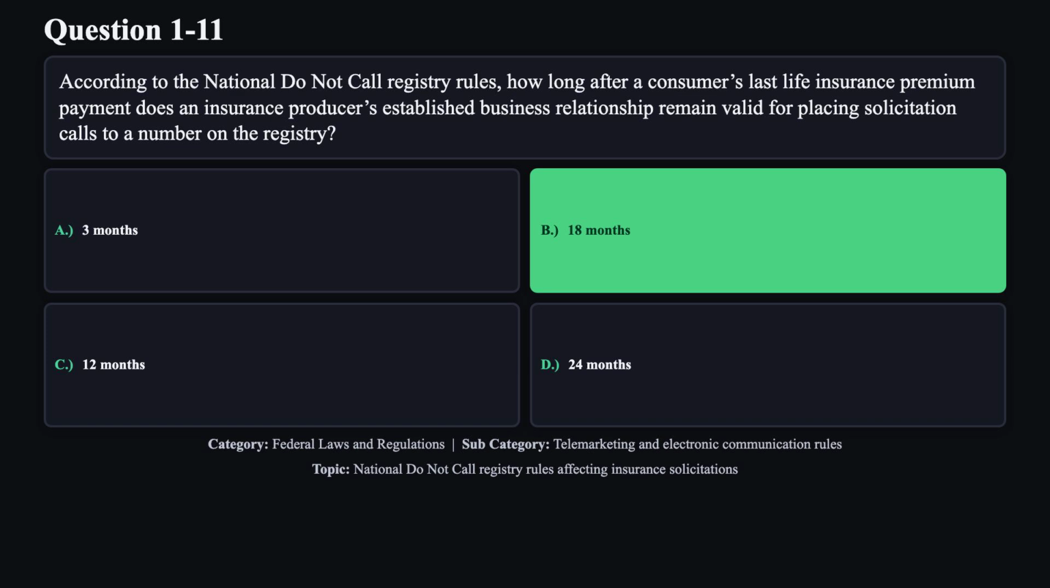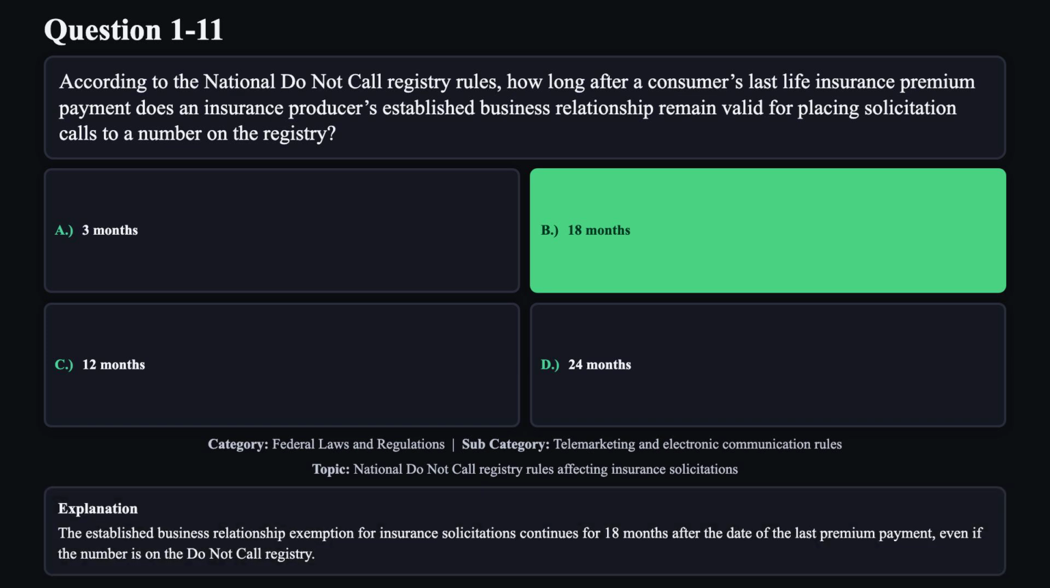The correct answer is B. The established business relationship exemption for insurance solicitations continues for 18 months after the date of the last premium payment, even if the number is on the Do Not Call registry.